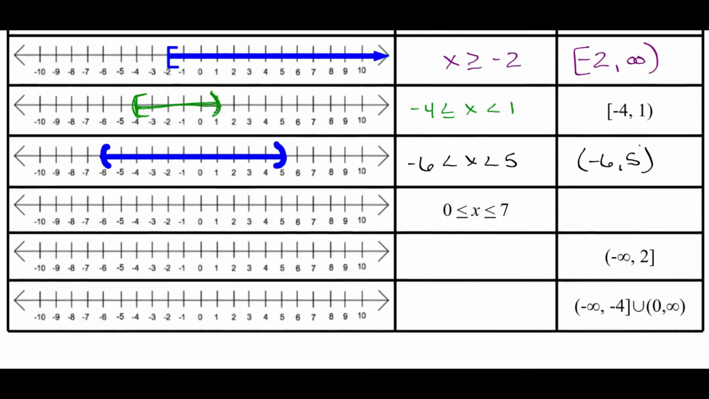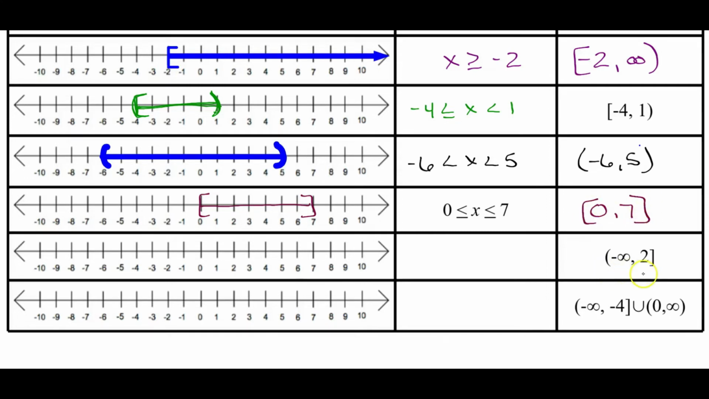As we continue here, the next one we have is 0 to 7. Both of them have or equal to on them, so we're going to include both of those. We're going to start at 0 and go over to 7. So in interval notation, we have a left bound of 0 and a right bound of 7. We're including both of those, so square brackets.